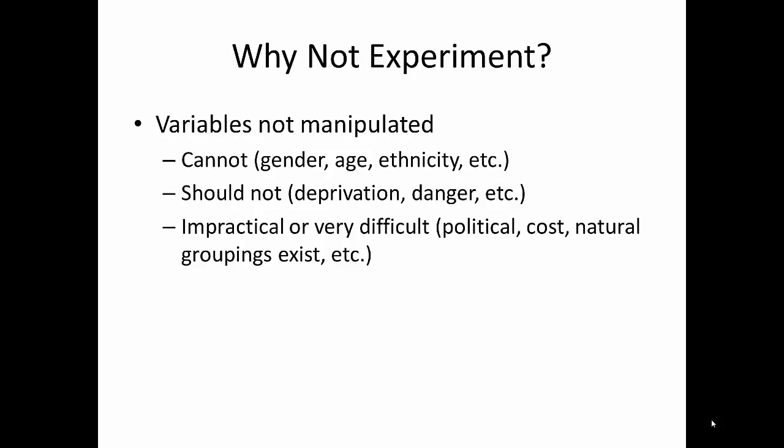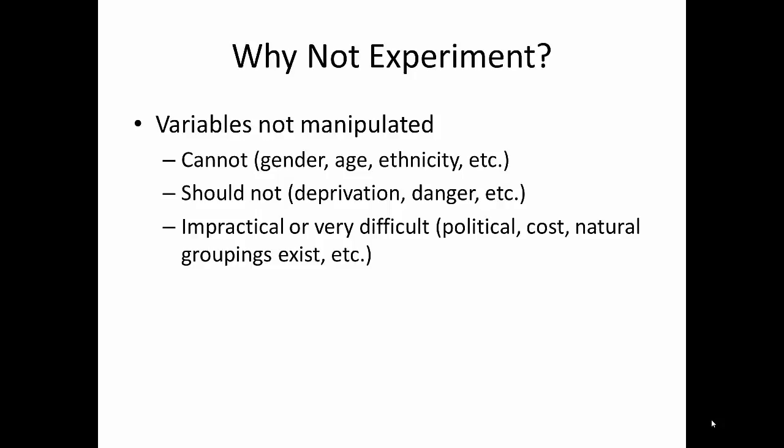There are reasons, though, that we can't experiment. The most obvious one is that there are variables we simply can't manipulate. We can't manipulate or change somebody's ethnicity or their gender or their age. And there are times when we should not. Studies on like sleep deprivation, for example, or dangerous situations, we have to be very careful with those.